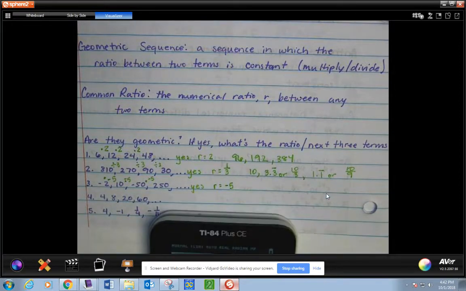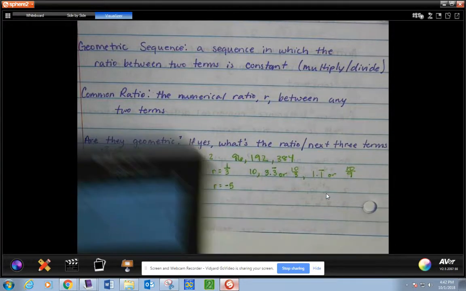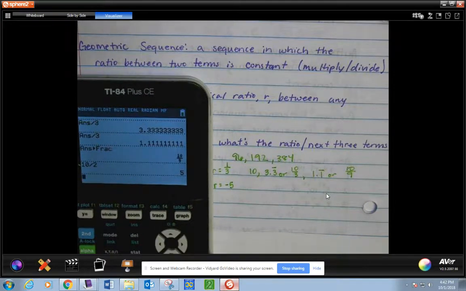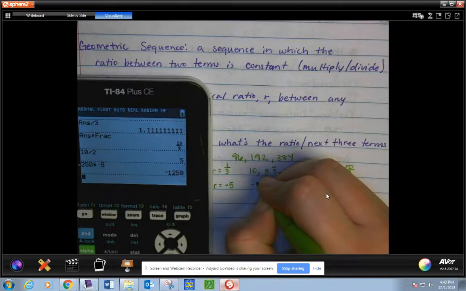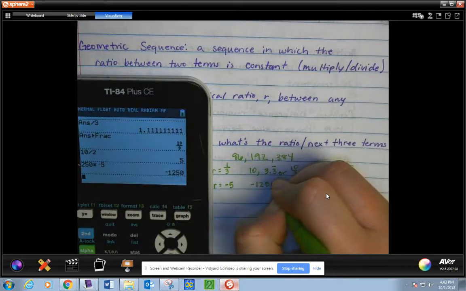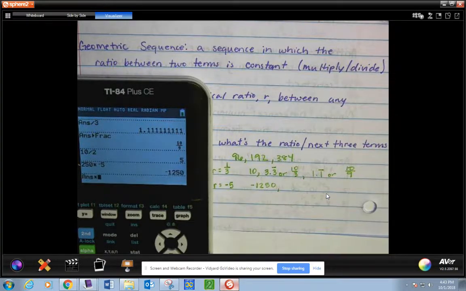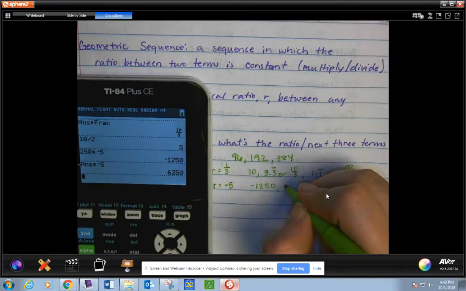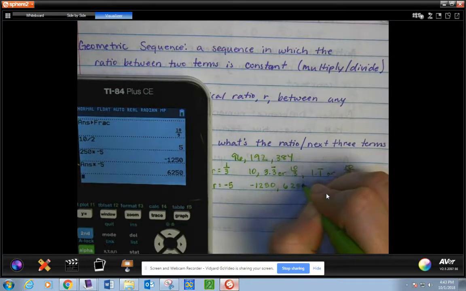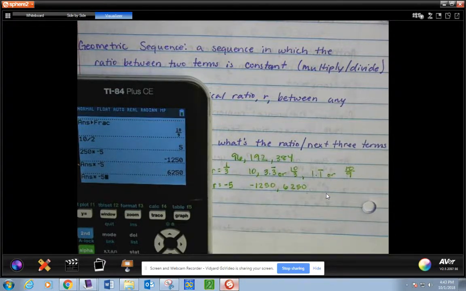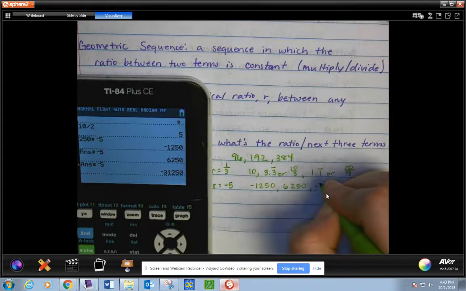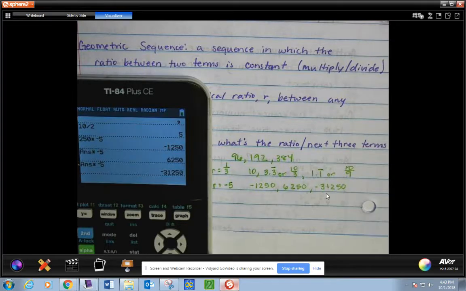Now, just continue with your calculator. I'm going to put it right here so y'all can see. We're going to do 250 times -5, which gives me -1,250. I'm going to take that and times it by -5, which gives me 6,250. And I'm going to take that and multiply it by -5, which gives me -31,250. And you just finished off your sequence.